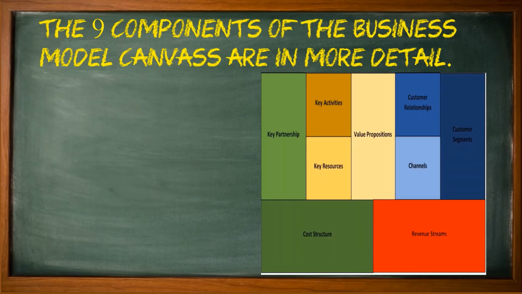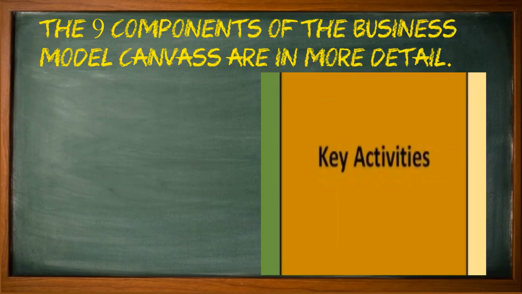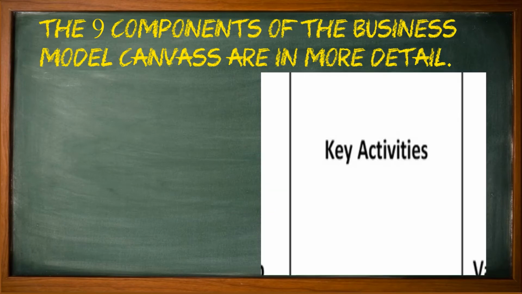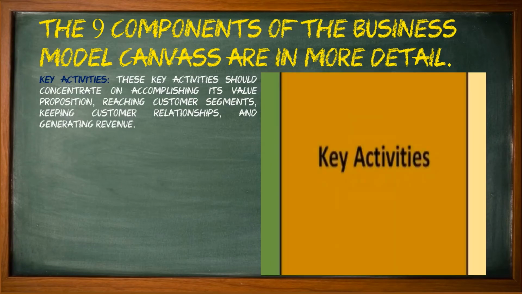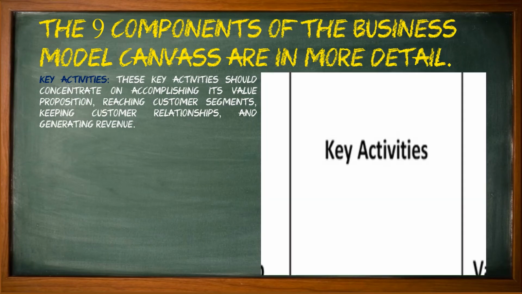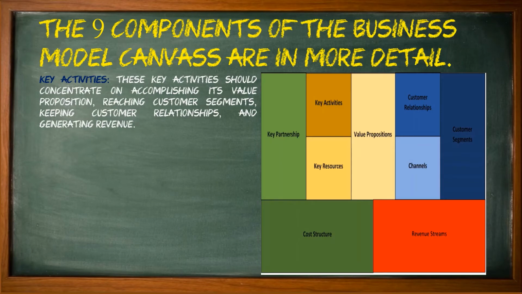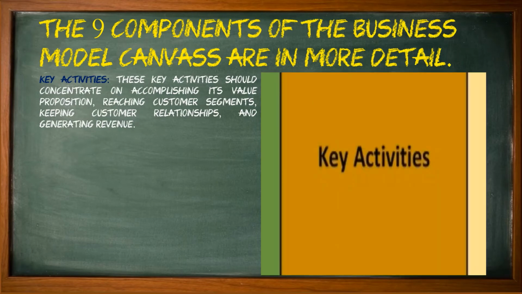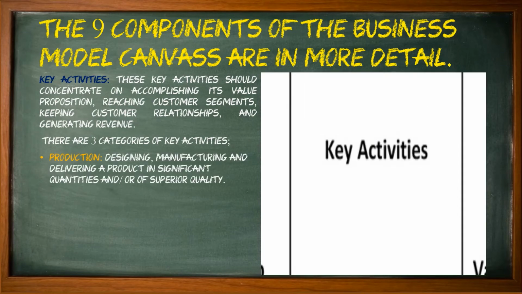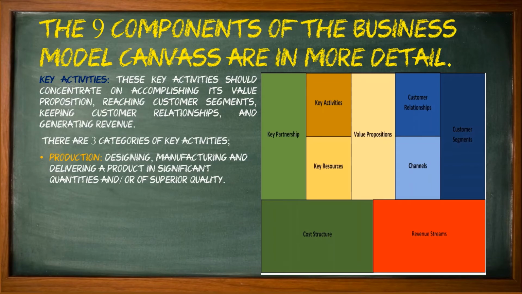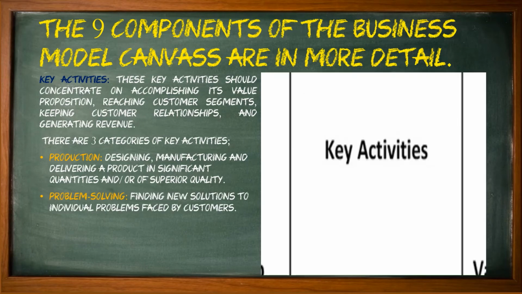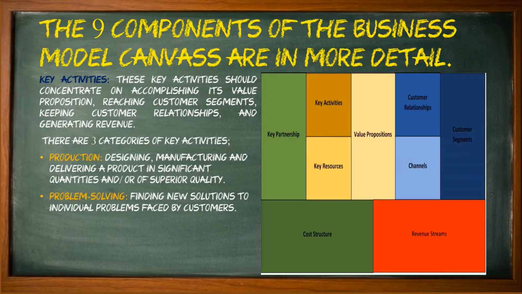The 9 components of the business model canvas are in more detail. The succeeding component of the business model canvas is the key activities. These key activities should concentrate on accomplishing its value proposition, reaching customer segments, keeping customer relationships, and generating revenue. There are 3 categories of key activities: production, designing, manufacturing and delivering a product in significant quantities and/or of superior quality. Problem solving, finding new solutions to individual problems faced by customers.